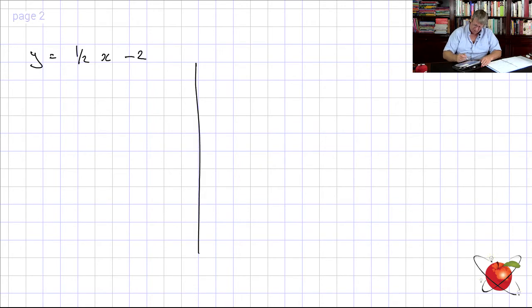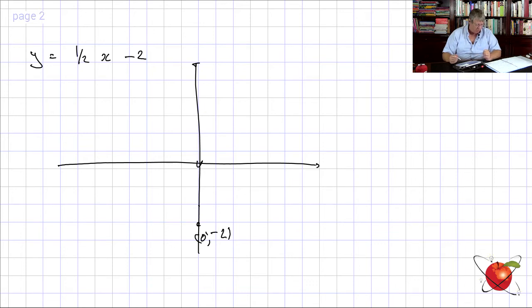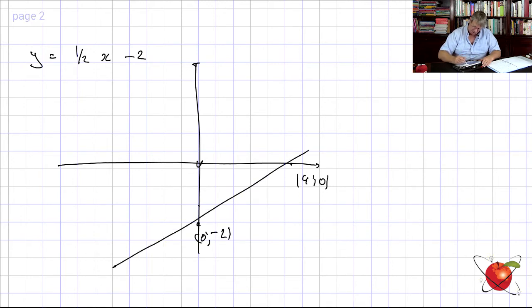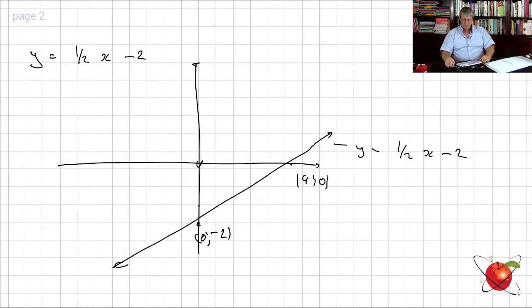Well, first of all, we need to draw that graph. If x equals 0, y is minus 2. We knew that because of the point (0, minus 2). And if we solve the other one, you put y equal to 0, and you get x equal to 4. So it's (4, 0), and we can then draw the graph going up like that, and we label it y is equal to a half x minus 2. There we go.